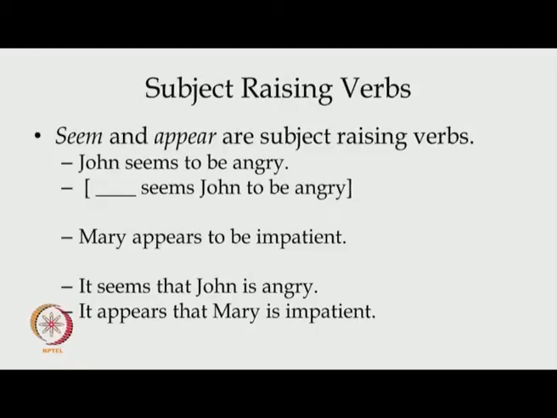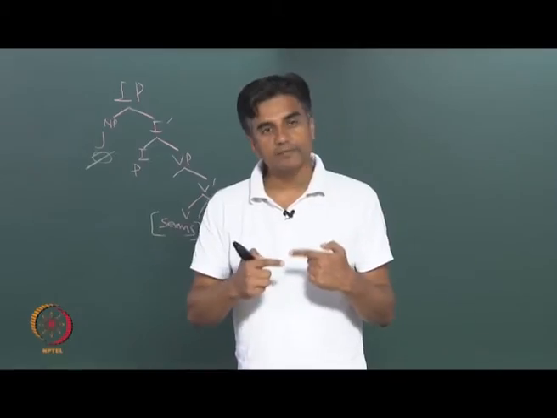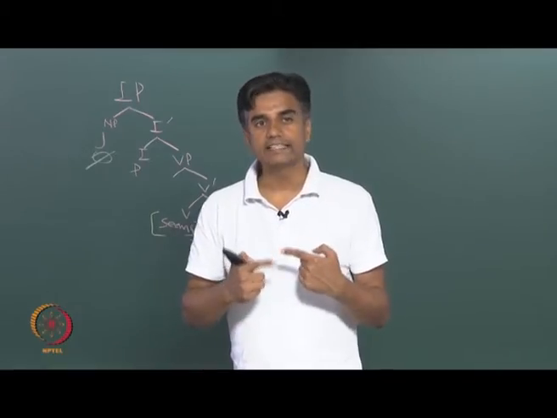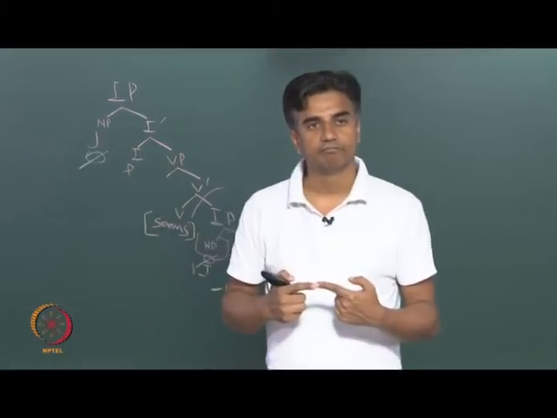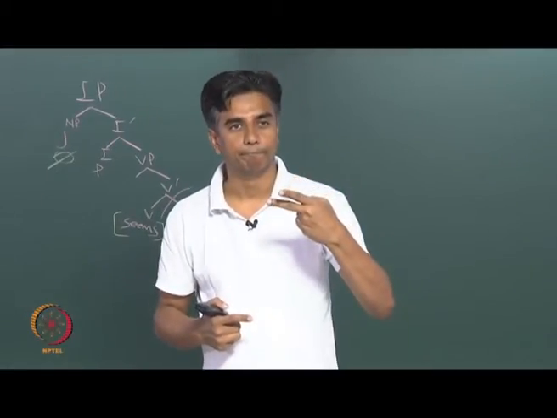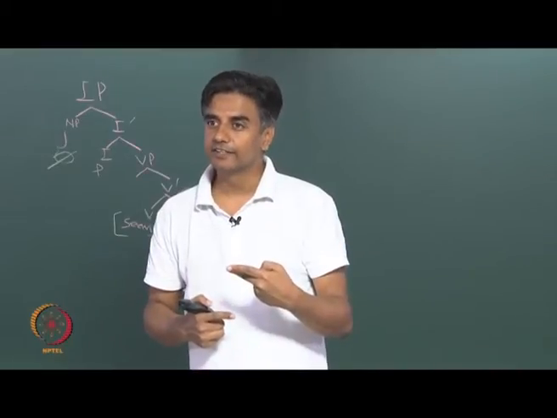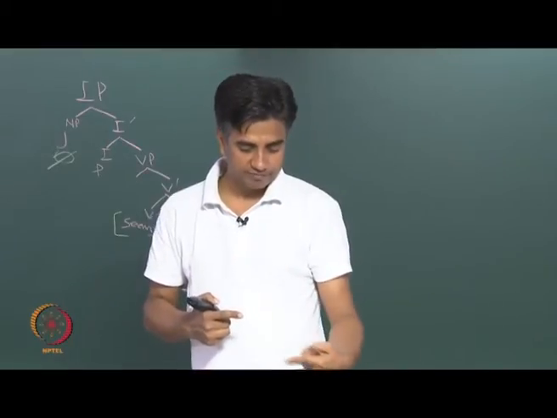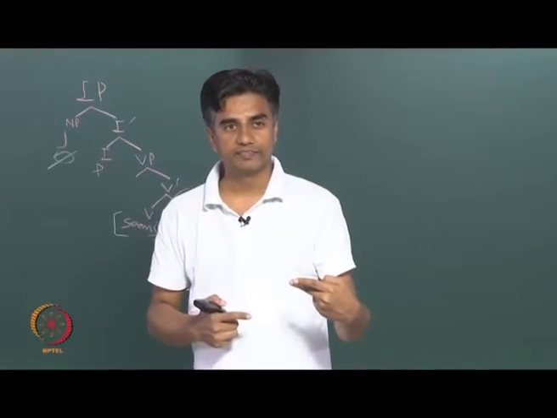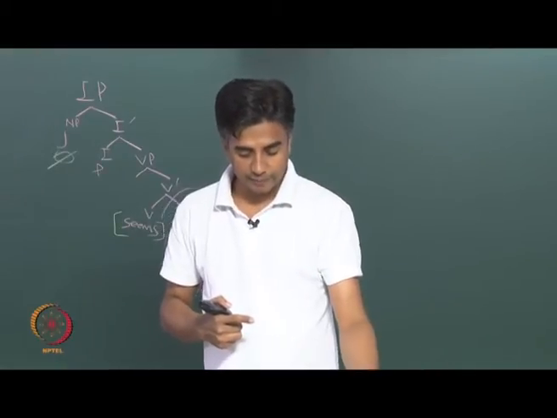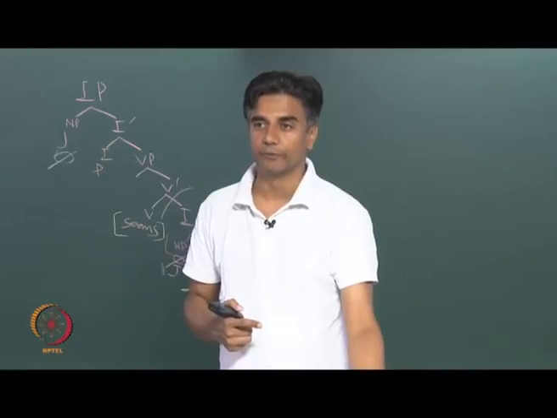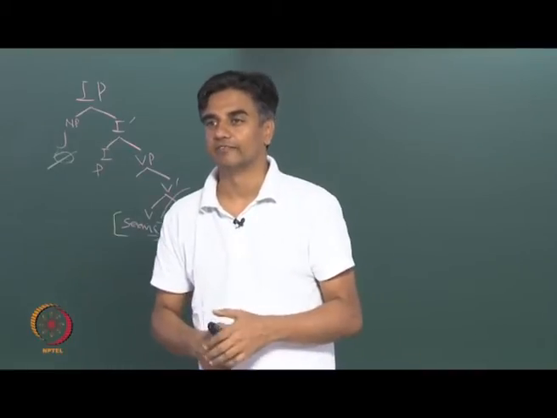So semantically speaking, John seems to be angry, and it seems that John is angry. Both are the same. Are they? Syntactically, what's the difference between the two sentences? Particularly look at the third sentence now. It seems that John is angry.